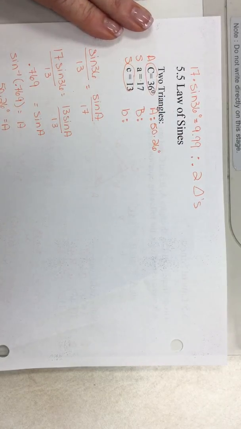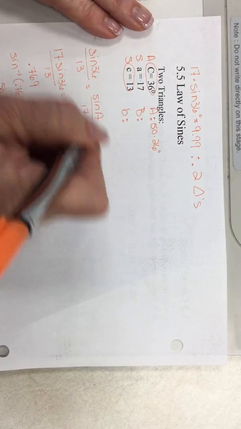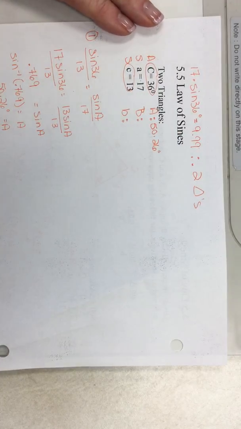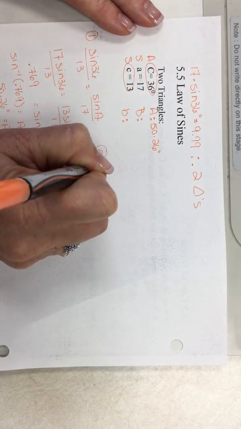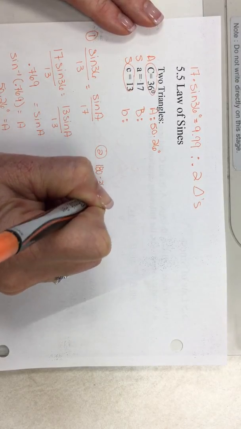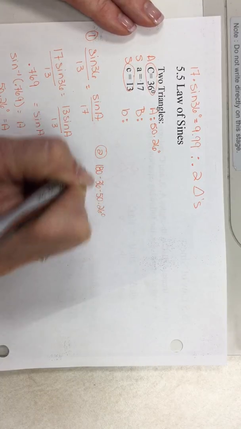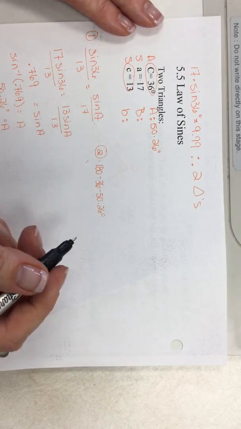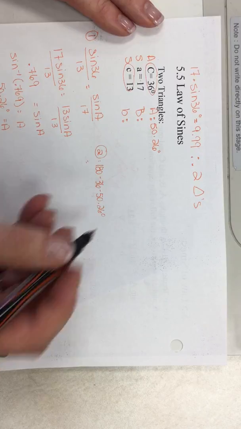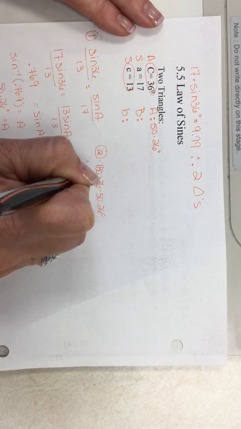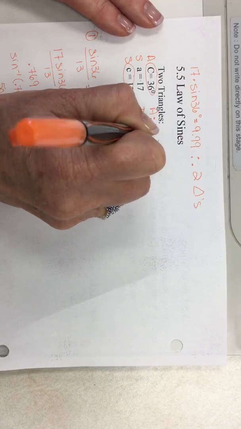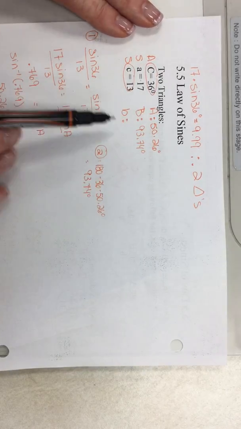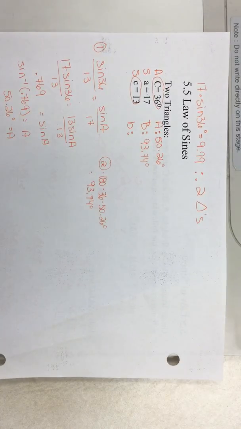And then how do I find B given that? I can subtract. So my first step was finding A. Now my second step, I'm going to take 180 minus 36 minus 50.26. And angle B then is 93.74 degrees. And I just subtracted to find angle B. Since I have two angles that are found, I just take 180 minus both of those angles. And you get 93.74.